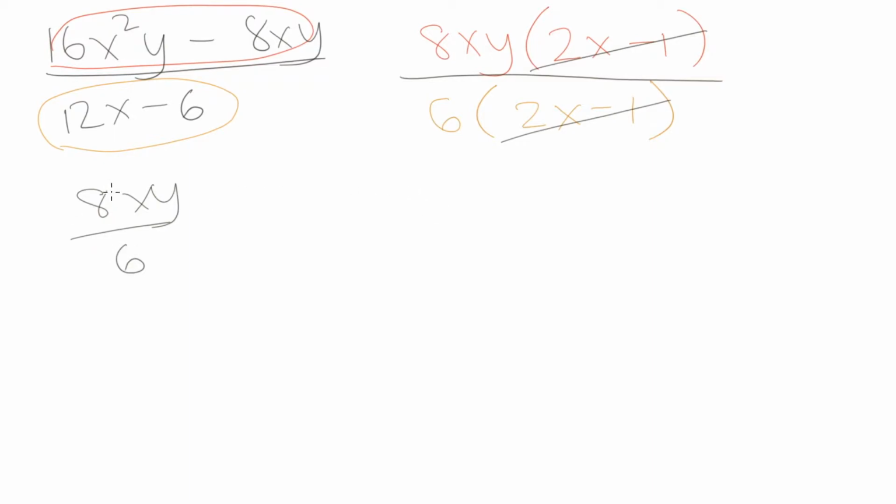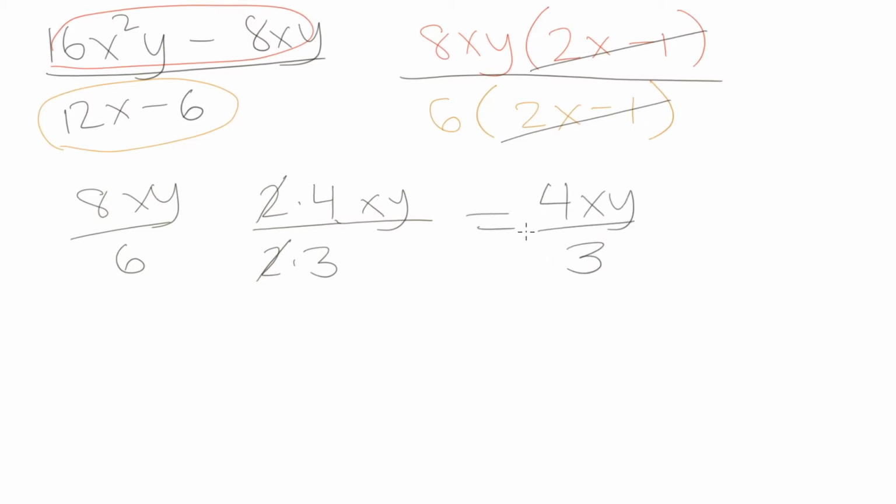And already we can see that we still have common factors in both of these terms here. So we can write this down as 2 times 4 over 2 times 3. And we have our xy at the top that we can't forget about. And because we have a 2 and a 2, those can cancel out. So we're going to be left with 4xy over 3. And that is our final answer.